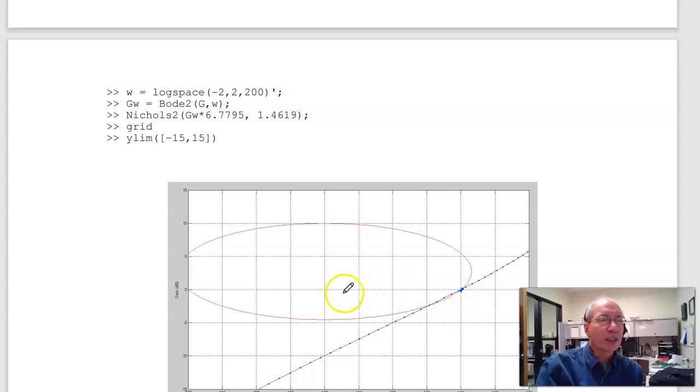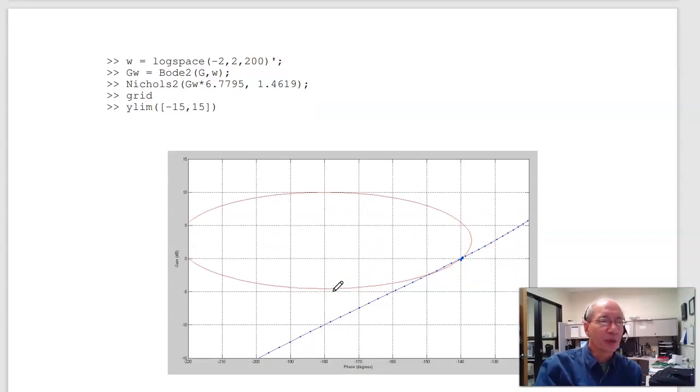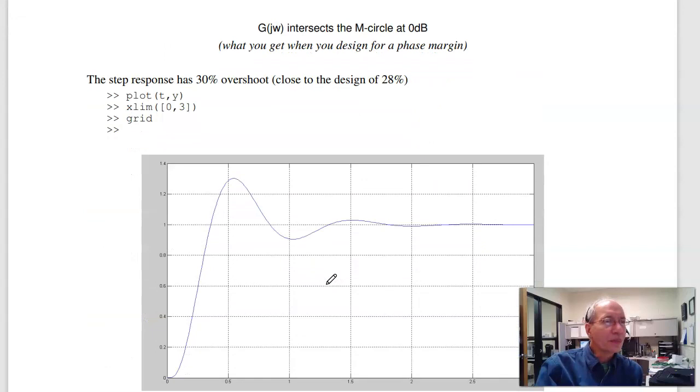So designing for phase margin is usually too aggressive. In fact, it's always too aggressive, and the overshoot is a little bit higher than 28% overshoot.